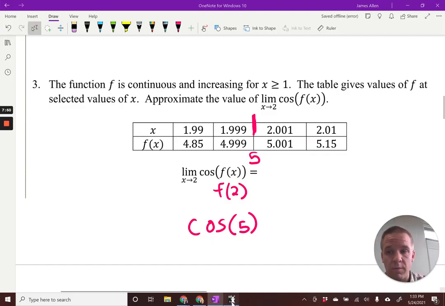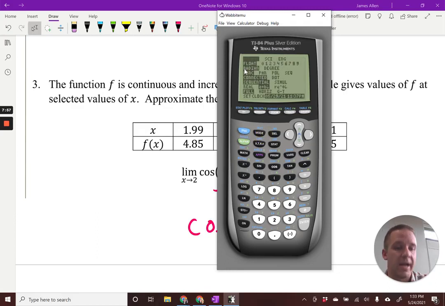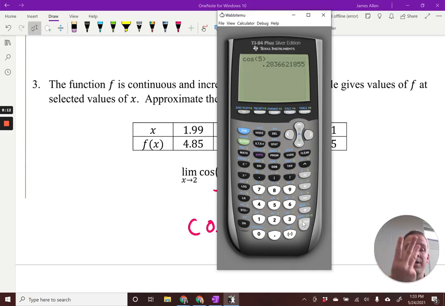Now, we do want to make sure that when we plug this into our calculator we are in the correct mode. So let's go to mode. I am in radian mode. That is the mode that we want to be in here. So now I just do the cosine of 5, and we are done. Now, in calculus, if you're going to be taking AP Calculus next year, this is just an introduction to limits, you will be using 3 decimal places, either rounded or truncated.